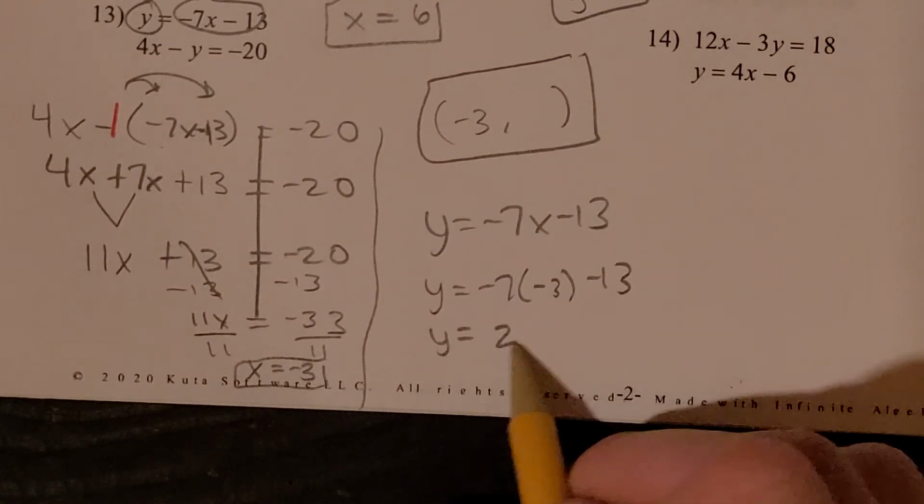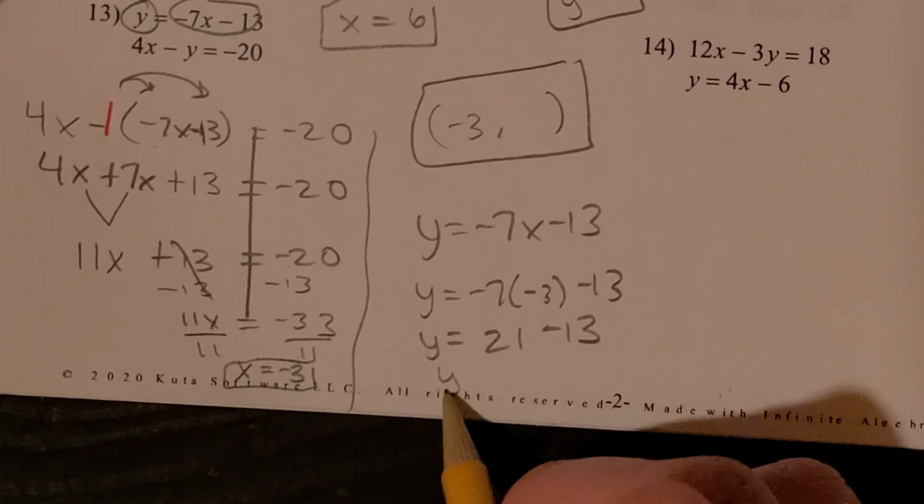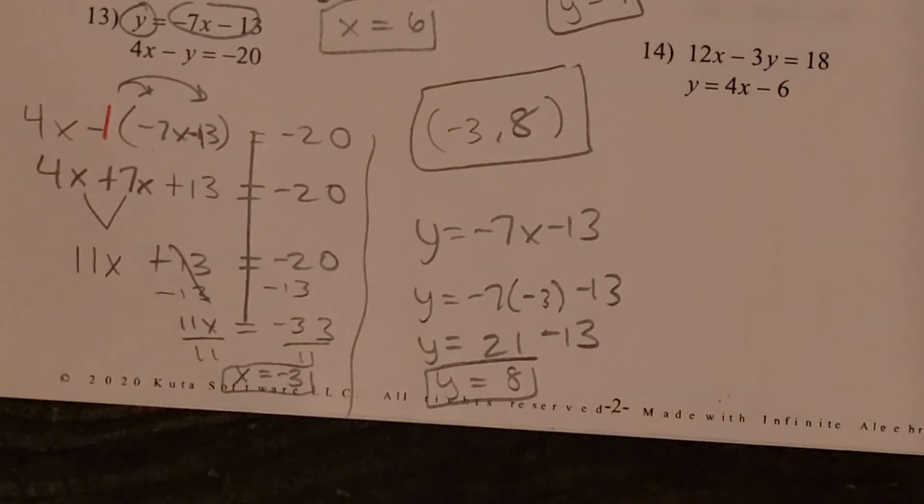Negative 7 times negative 3 is 21. 21 minus 13 is 8. That's the other half of my answer. There it is. So recap, this is how you can solve a system of equations without graphing.